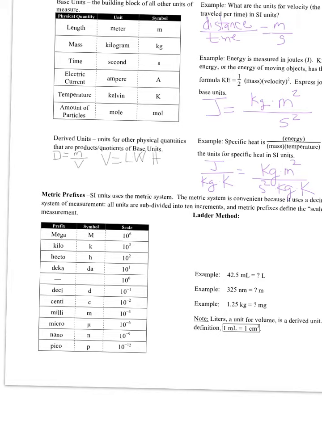Mostly tens. Once you get to milli, it stops going by 10. So notice, after milli, it goes down by 1,000. So you go from 10 to the negative third here to the next prefix, which is 10 to the negative 6, and then 10 to the negative 9, and then 10 to the negative 12.